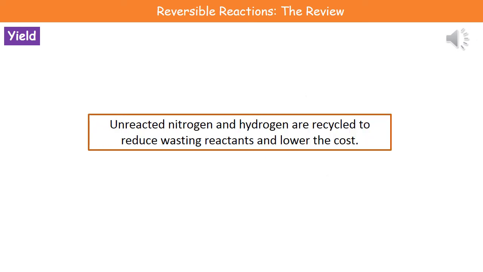And remember that one way that we can also reduce the cost is by reacting our unreacted gases. So basically we're going to recycle them. Anything that's not actually used to make ammonia gets pumped back into the system so that then it has another chance, if you like, to react.